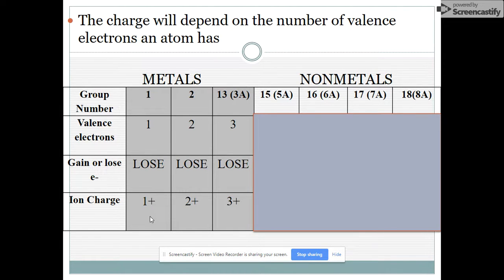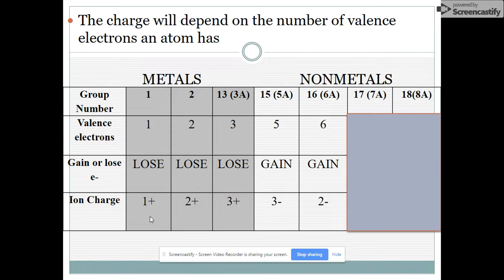For nonmetals, it's opposite. In group 5, they need to gain 3 electrons because it's easier to gain 3 than it is to lose 5. So that gives it 3 extra electrons and a charge of -3. Nonmetals in group 16 or 6A have 6 valence electrons, so it's easier for them to gain 2 than it is to lose 6. Those 2 extra electrons gives it a charge of -2. And in group 7, 7 valence electrons, they will gain 1 to have a charge of -1.